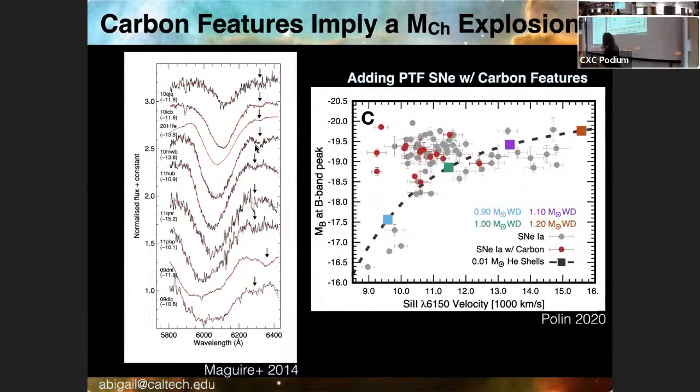And so the carbon feature is unfortunately really hard to detect in the optical. It is right next to this very broad silicon feature here. This is a figure from Wire 2014, pointing out all of the 1As that have a measured carbon absorption feature in the PTF sample. When I put them on this plot, they all sit in the Chandrasekhar mass cluster. So our story is so far consistent, but not necessarily sufficient yet, right?